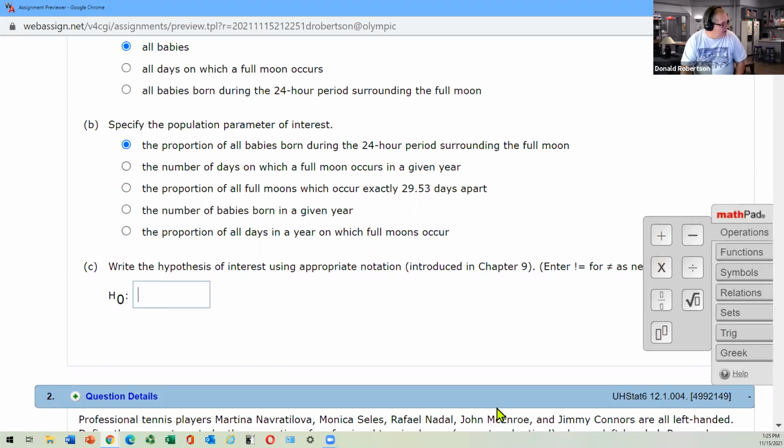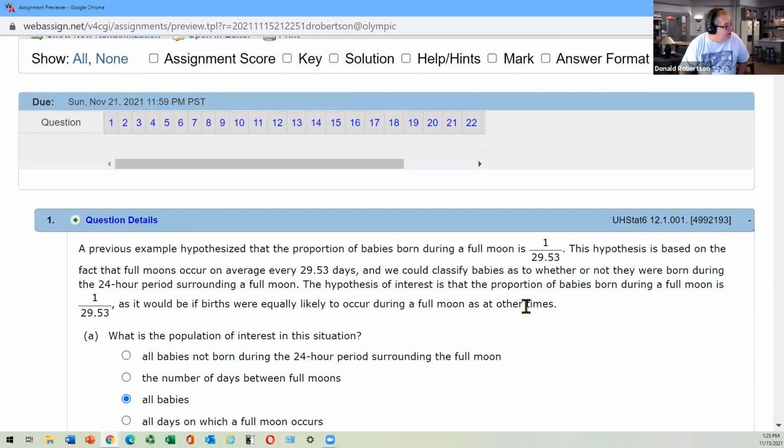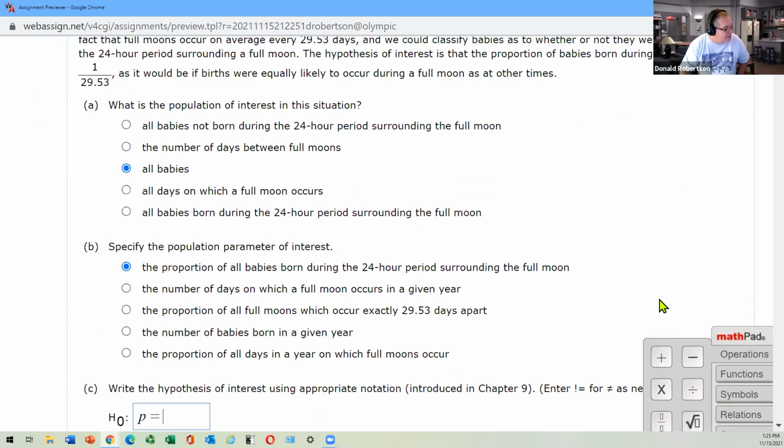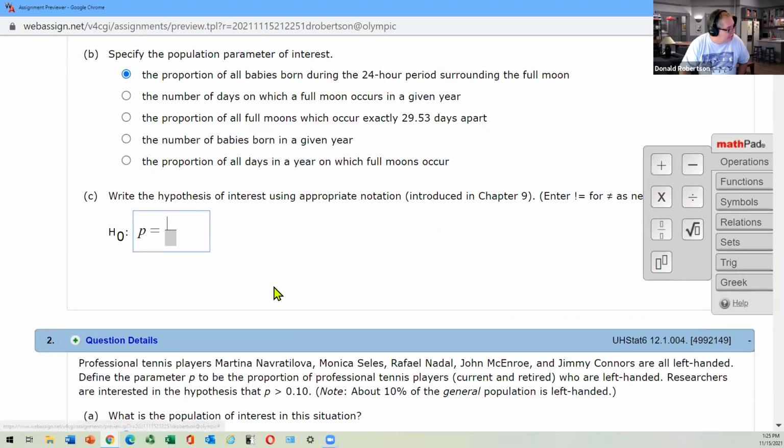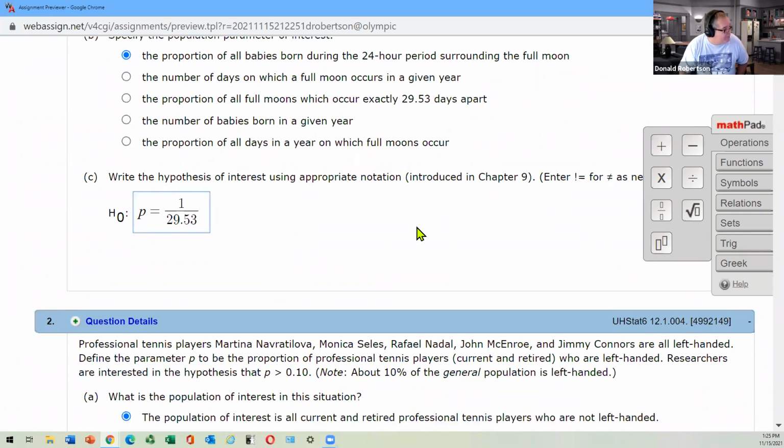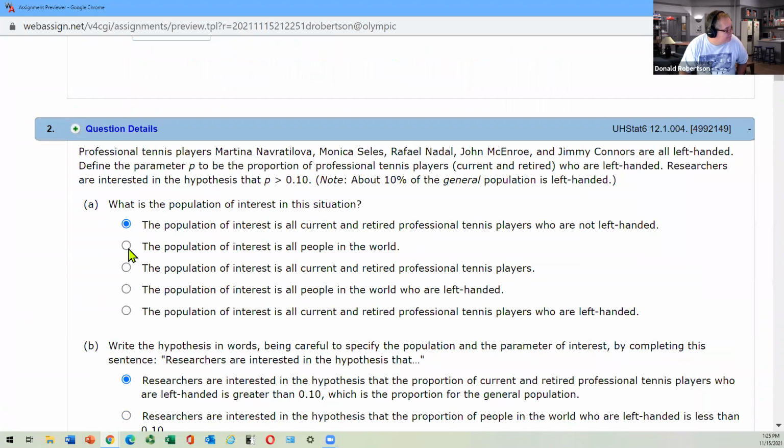Now, what is H naught? H naught will be P is equal to, and it's that ugly 29.53, guys. So fraction button, 1 over 29.53. Okay. Now I'll put it back in the top one.